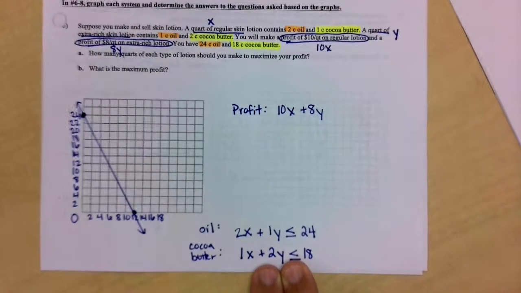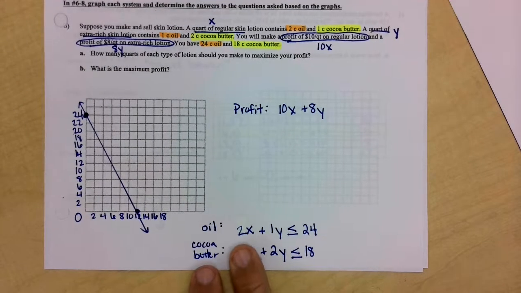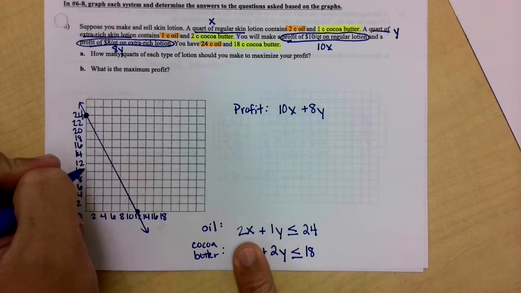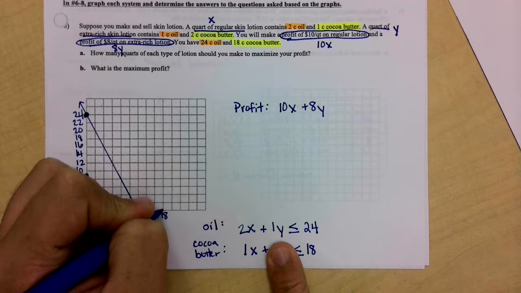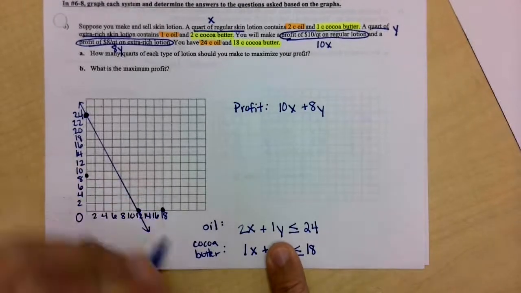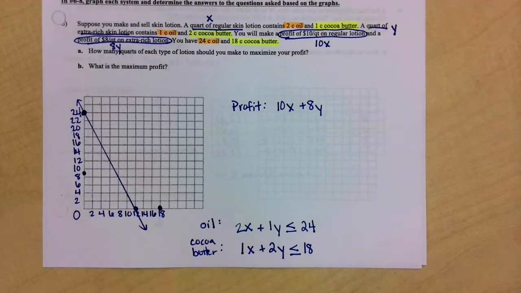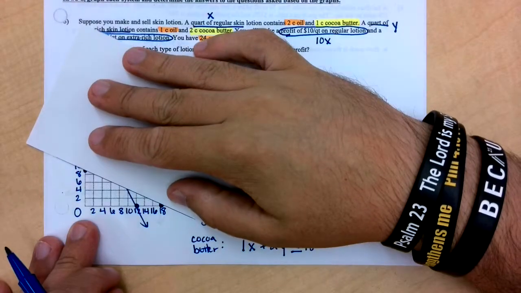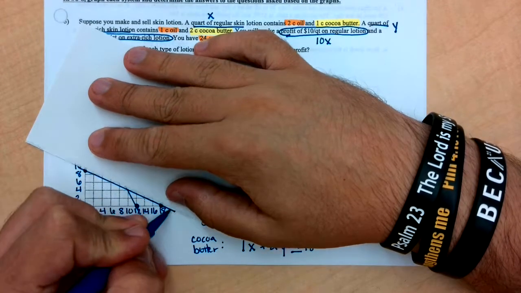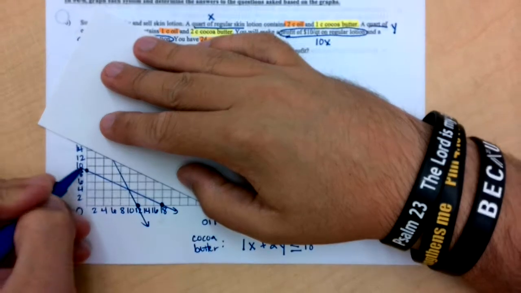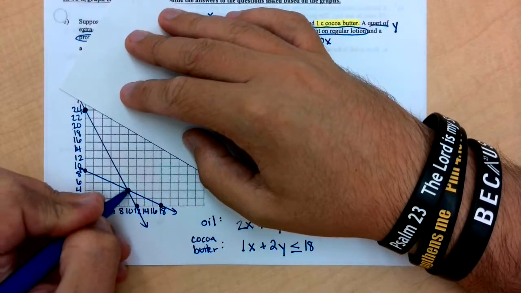Same thing for this one. I'm going to cover it up. The y-intercept will be 9, so halfway between the 8 and the 10. But the intercept there will be 18 for the x. Now if I line it up, I see it crosses right here. Nice grid mark crossing.